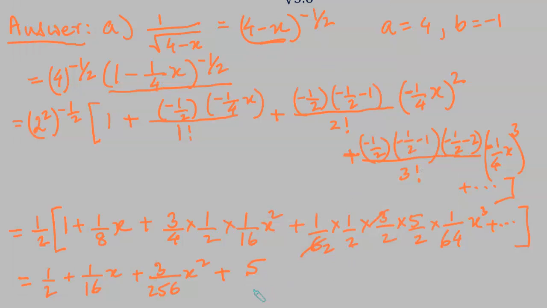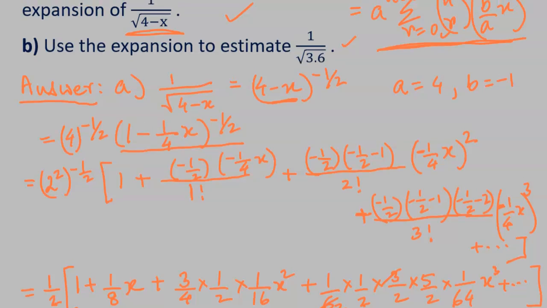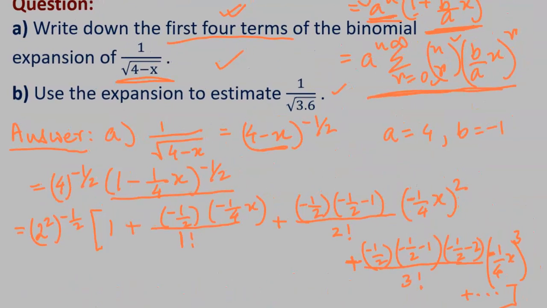So it is 5 over 2048 x to the power of 3 plus dot dot dot. So these are the first 4 terms of this infinite series, okay. So this was the answer for the first subpart.